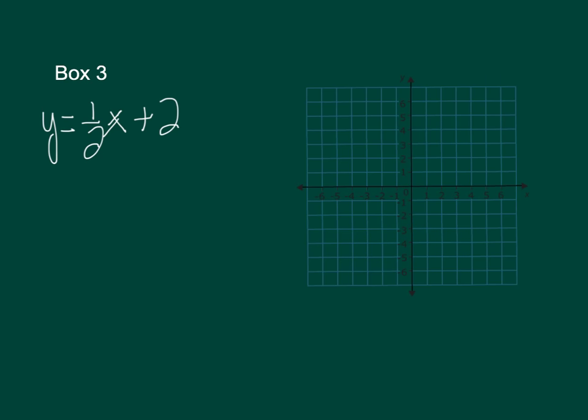So the first thing we should always do is write down what our slope is and what our y-intercept is. So our slope, our m, it's always the number in front of the x, so it's 1/2. And our y-intercept is always the other number by itself, so the y-intercept for this one is 2.